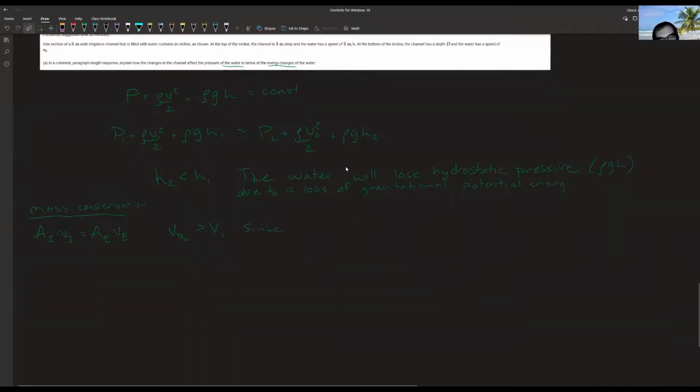Since the fluid converts its potential energy into kinetic energy. Sorry, my brain's starting to get all fried up. Potential energy, I'm getting everything all backwards. Energy into kinetic energy.